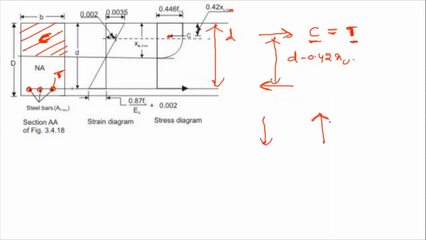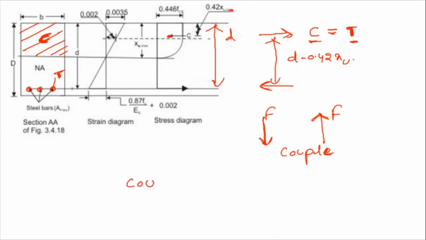Now the thing is, if you take two forces which are opposite in nature and same in magnitude, let us say this force magnitude is F, this force magnitude is also F. Then when you apply these two forces on a member, that will cause what? That will cause a couple.